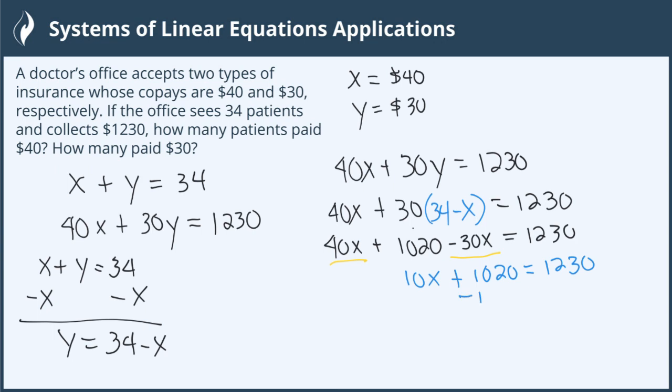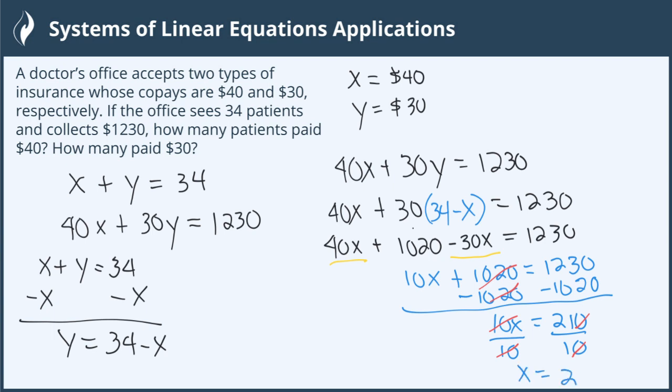Now I'm going to subtract that 1,020 from both sides. It cancels itself out on this side, and I'm left with 10X equals 210. Now I'm going to divide by 10 on both sides. On this side, the 10 cancels out, and over here our zeros cancel out. So now we have X equals 21.